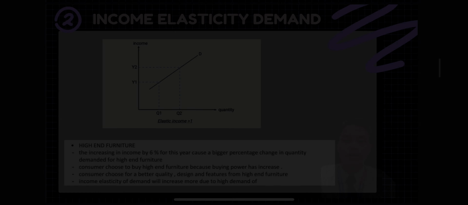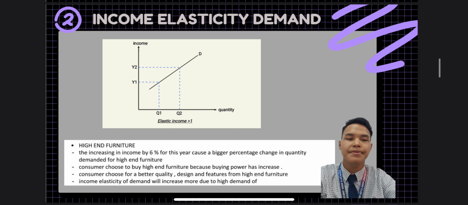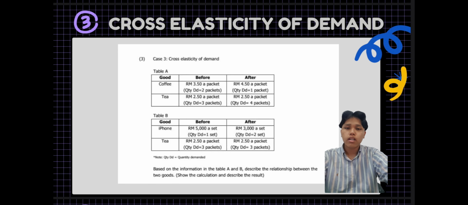Next, the second situation is high-end furniture. The increase in income by 6% this year caused a bigger percentage change in quantity demanded for high-end furniture. Consumers choose to buy high-end furniture because buying power has increased as their income increased by 6%. Consumers choose better quality, design and features from high-end furniture. Thank you. Now we move to the other question, question 3.